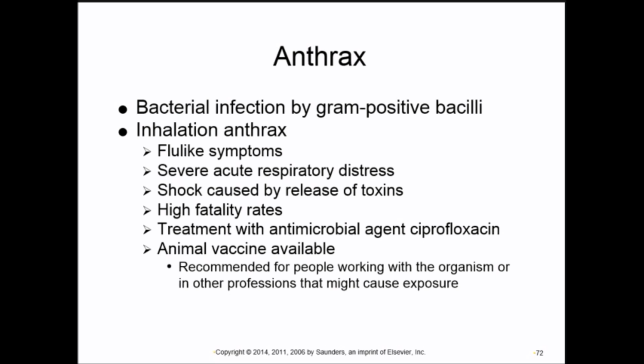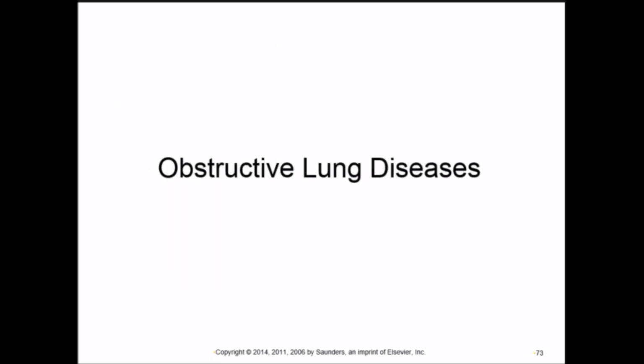Anthrax is a bacteria that's a gram-positive bacilli. By the way, you need to remember these names, okay? The causative organism. It usually comes by inhalation. At the beginning, it produces flu-like symptoms, so the patient thinks that he's having just the flu, and then it goes to severe acute respiratory distress, and it can go all the way to shock. When it goes to shock, it means the toxins started to spread. Treatment is antimicrobial ciprofloxacin, and there is actually a vaccine available for anthrax.